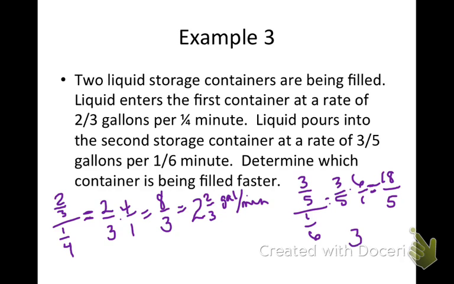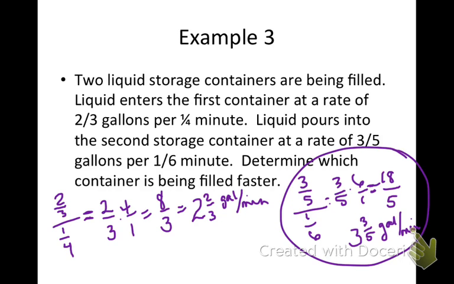So that's going to be 3 and 3/5 gallon per minute. And once you have them both in the unit rate, which one is greater? The one that's greater is the second container. So the second container is being filled faster.